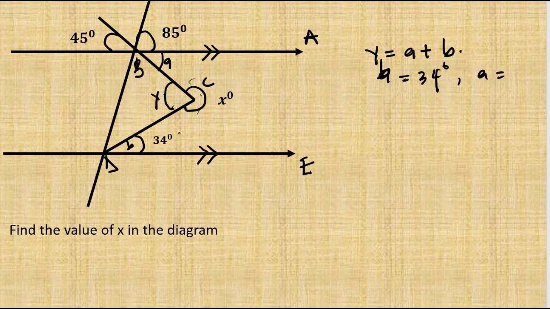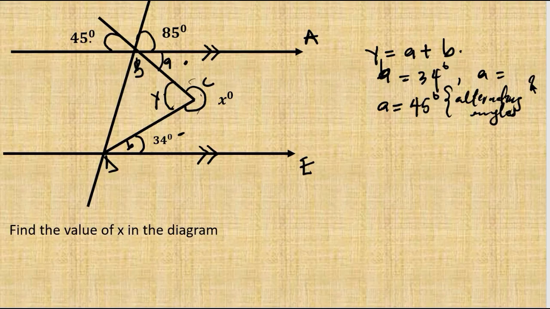Now, B is equal to 34 degrees from here. If you look at A carefully, you see that A and my 45 degrees are alternating angles. So I can tell myself that A is equal to 45 degrees, because they are alternating angles. So if A is equal to 45 degrees, then Y will be equal to 45 plus 34, which is equal to 79. I wrote 35 at first, sorry.